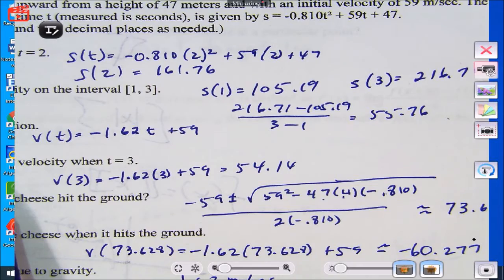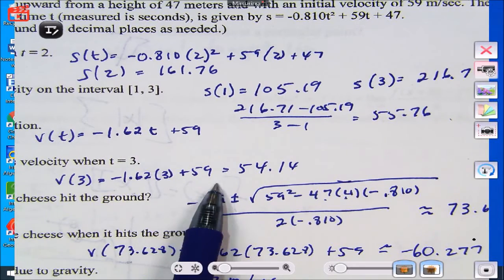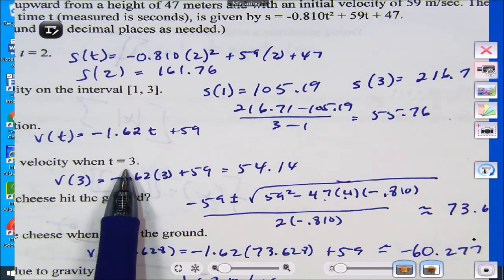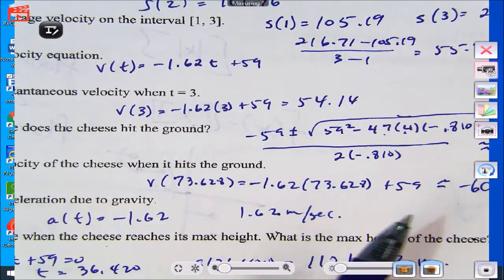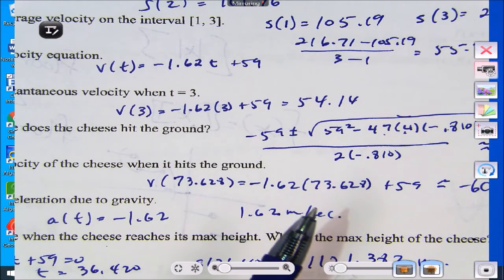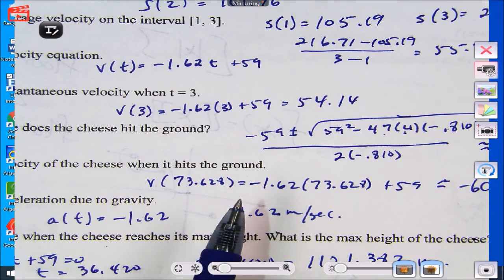For part D, they want you to plug in 3. Oh, I plugged in 2. It says 3 though. Oh wait, you got negative 1.62? That's what I did, because 2 times 0.8 is 1.6, right? It's actually really easy. It's a lot of mental mistakes.